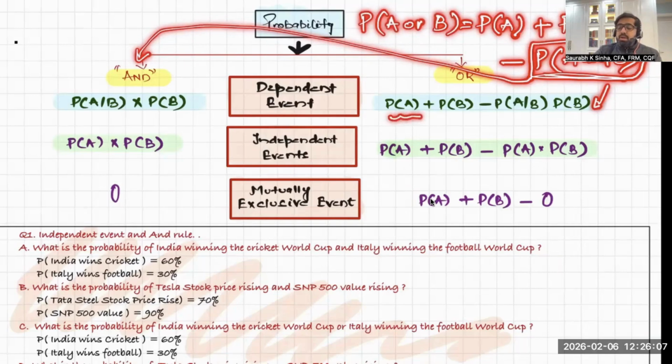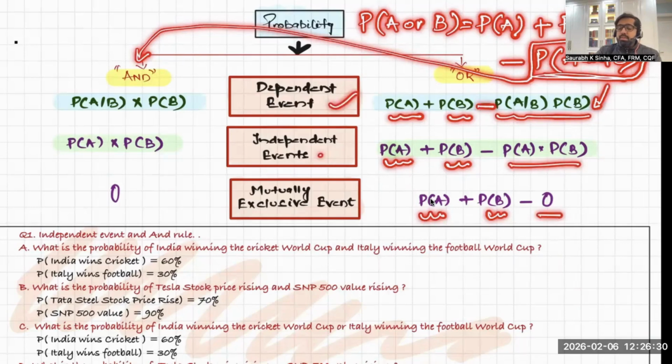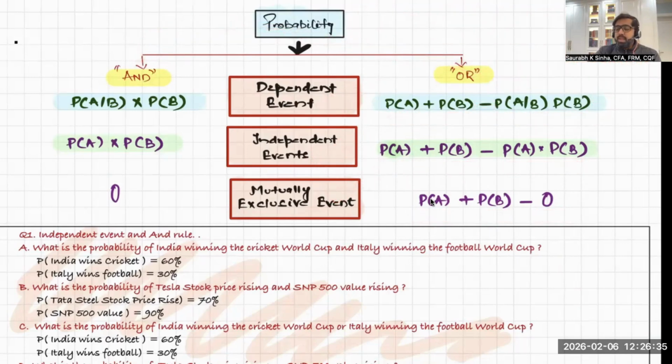So therefore, probability of A plus probability of B, in whatever version of the formula we'll discuss for different events, this section remains constant. But minus probability of A and B will change depending upon whether it is a dependent event, independent event, or mutually exclusive event.